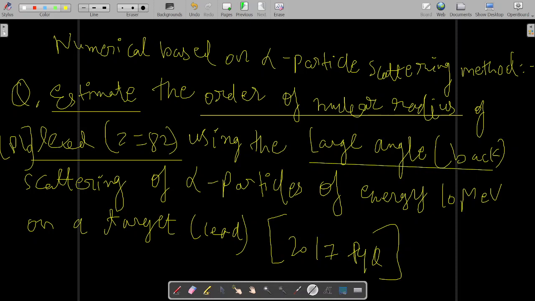the large angle back scattering of alpha particles. Large angle back scattering means 180 degree scattering, which we had learnt in the previous class. The 180 degree scattering means a head-on collision and then retracing its path. So we have to use the large angle back scattering formula which we had learnt in the previous class. The energy is given as 10 million electron volt and the target is lead.